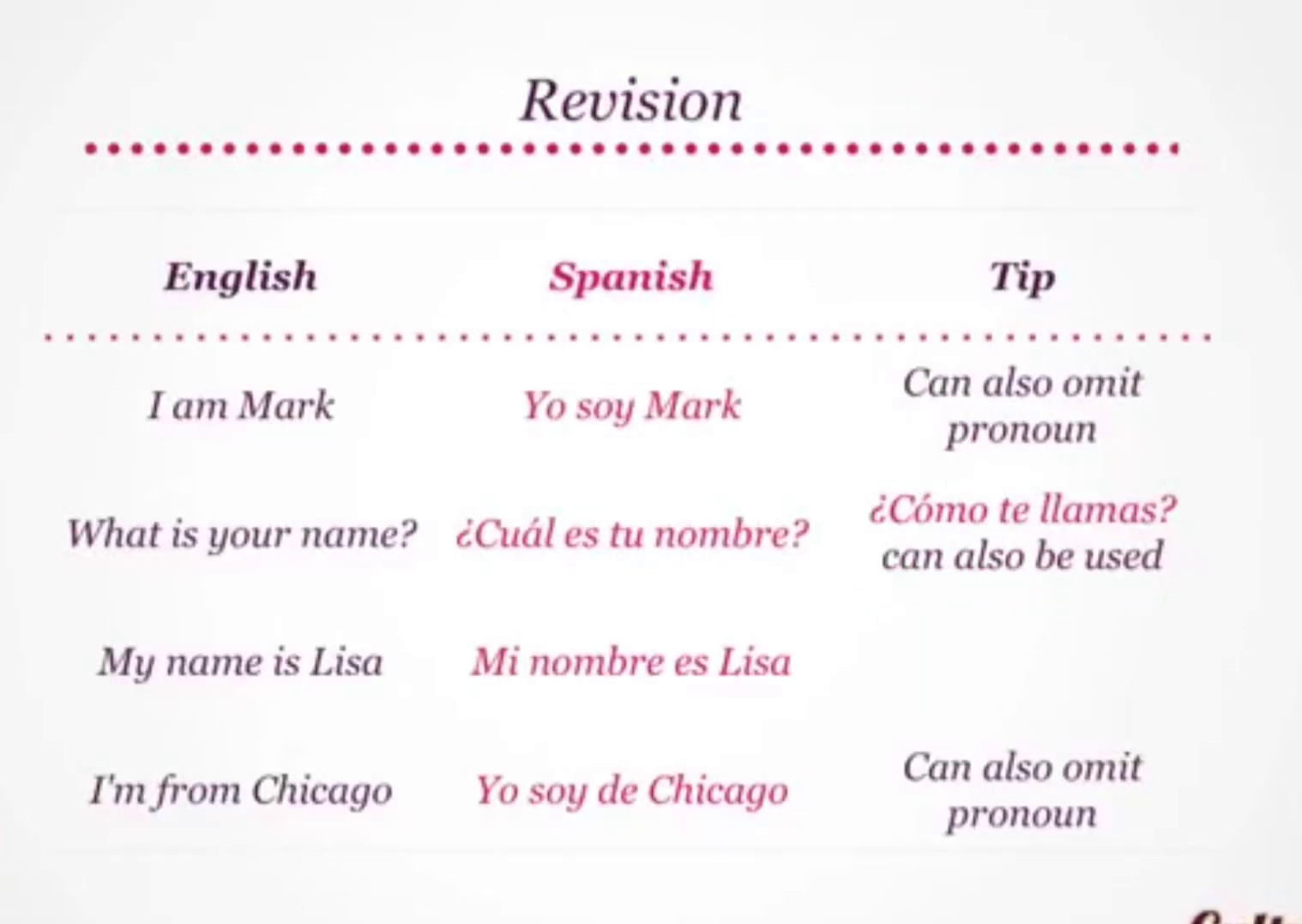Here are some of the key phrases one more time. I am Mark translates to yo soy Mark. What is your name becomes ¿Cuál es tu nombre? But ¿Cómo te llamas? can also be used for the same. My name is Lisa is mi nombre es Lisa. And lastly, I'm from Chicago is translated to yo soy de Chicago. Great!